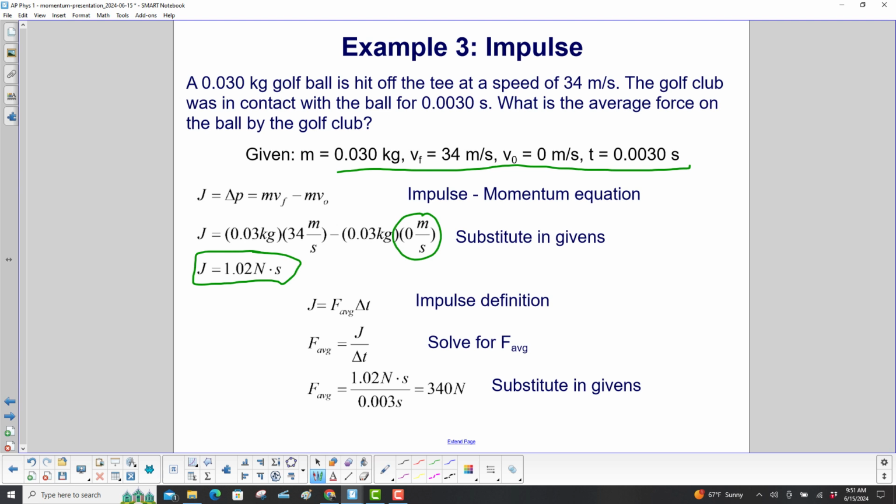We now use the impulse definition. Impulse is F average times delta t. We want to find F average, so we isolate it by dividing both sides by delta t, substitute in our numbers, and we get 340 newtons.